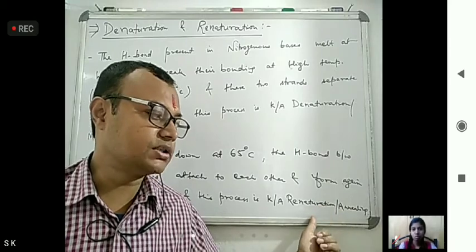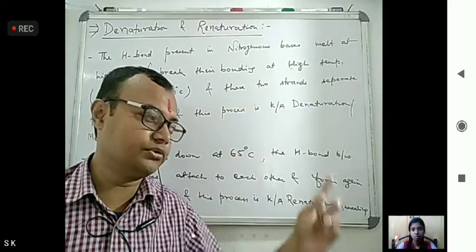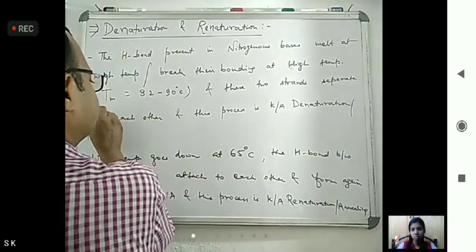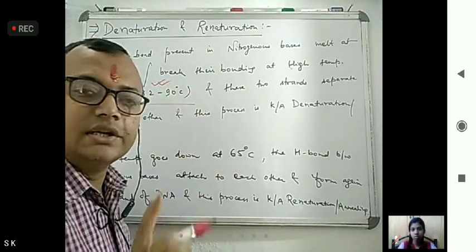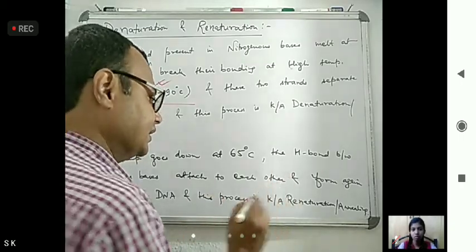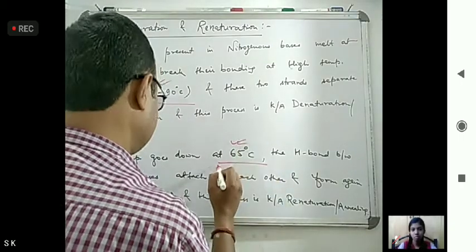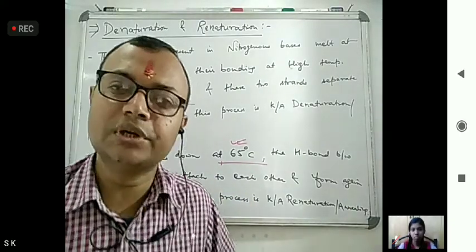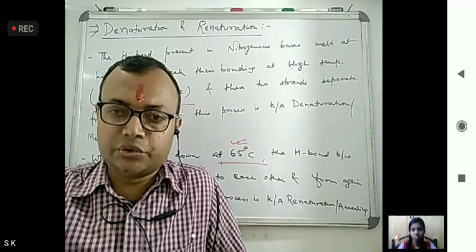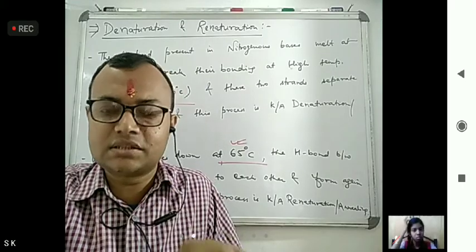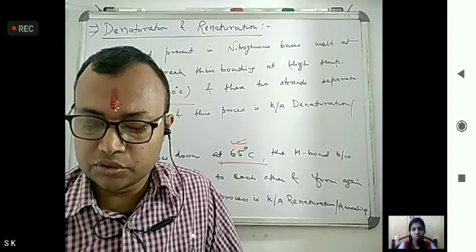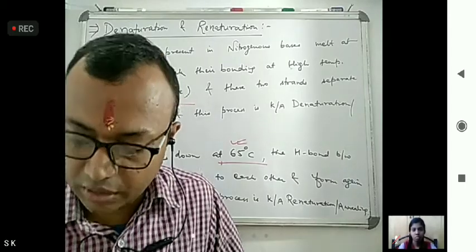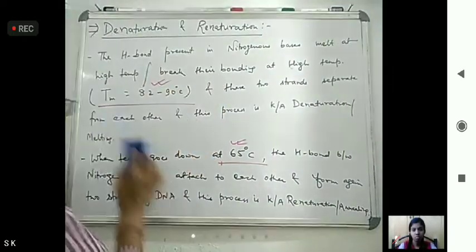So we have to understand what we mean by denaturation and what we mean by renaturation. Denaturation occurs at which temperature? 82 to 90 degrees centigrade. And renaturation occurs at 65 degrees centigrade when the temperature goes down, and they join together again as two strands of DNA. That is known as renaturation or annealing.